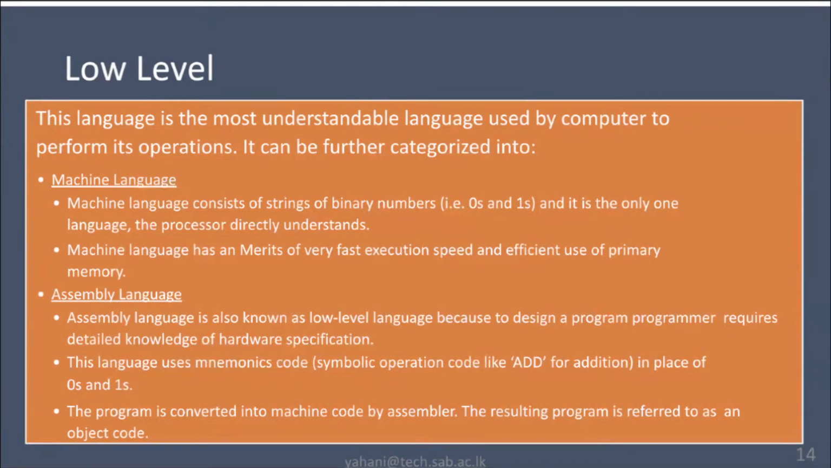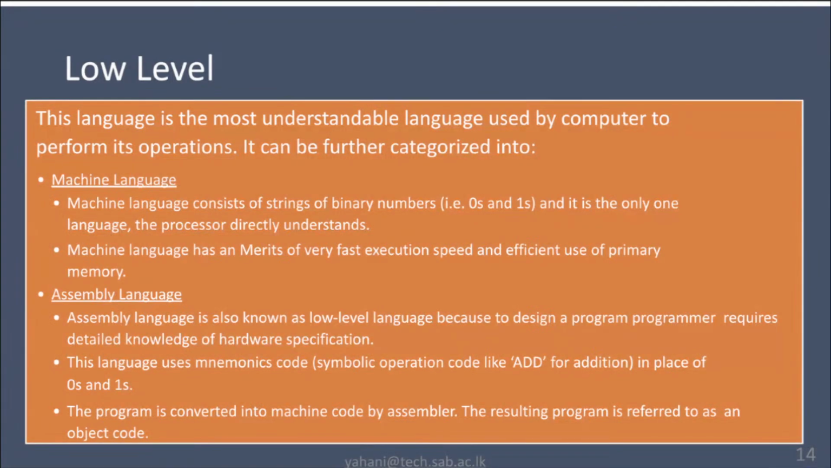Then assembly language. Assembly language is also known as a low level language because to design it, a programmer requires detailed knowledge of hardware specifications. So if you are going to create assembly software, you need knowledge of hardware specifications. We use these assembly programs to do some work with our hardware components.